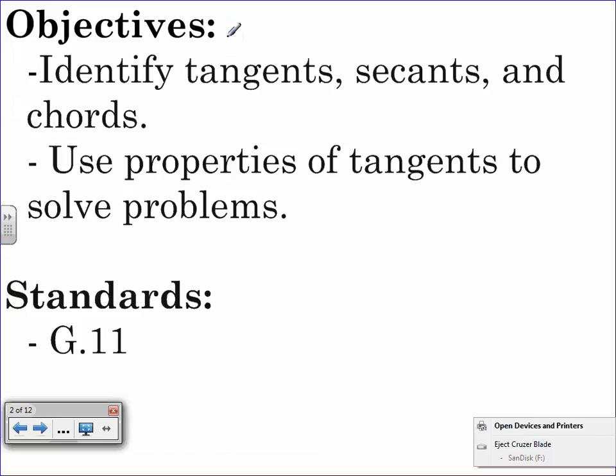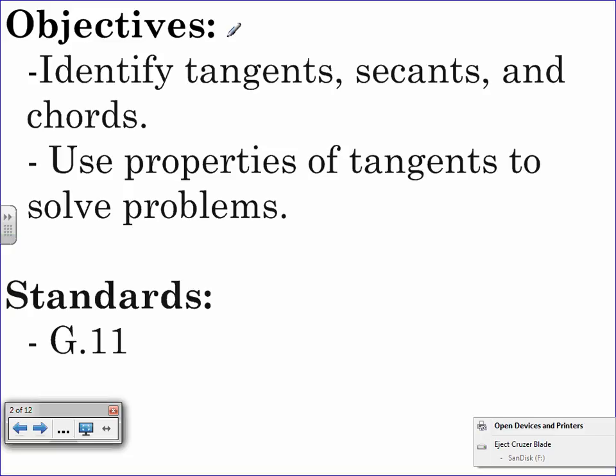Today we're going to identify tangents. And the tangents we're going to talk about with circles are not the same type of tangent that we talked about when we talked about trig ratios. Tangent is a name for a line in a circle, not trying to find missing sides of triangles.